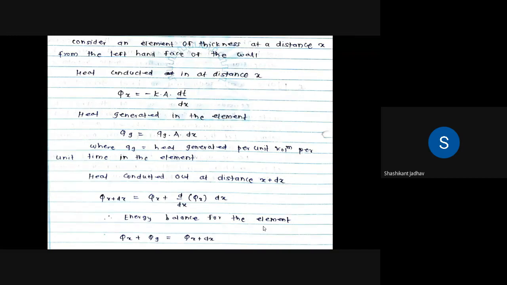First of all we have to write down the equation for Qx. The distance of the element is given as x from the left hand face. So we have to calculate the heat conducted in at a distance x. Qx is equal to, so we know the standard equation for heat conduction, that is q is equal to k into dT by dx. In that way we write the equation for the heat conducted in at a distance x.